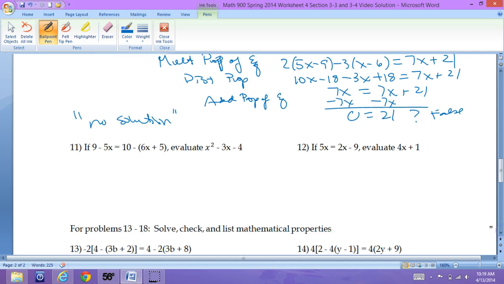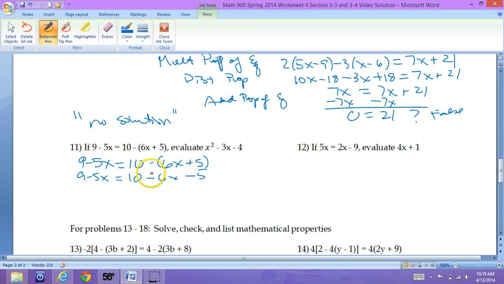So in number 11, you actually have to find the value of x and then evaluate it. So 9, I'm just going to copy down the problem to give myself more space. And now I'll start applying properties and I'll verbalize them. So I'm going to distribute a -1, or I'm going to add the opposite of each of these terms. So the opposite of positive 6 is negative 6x, and the opposite of positive 5 is negative 5.